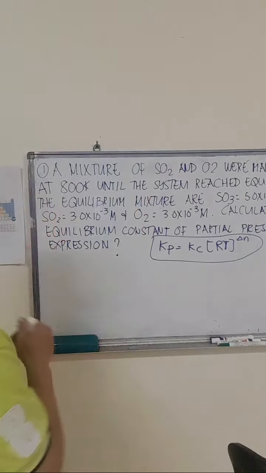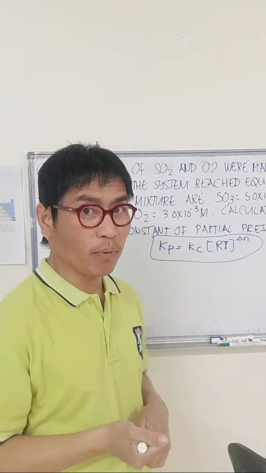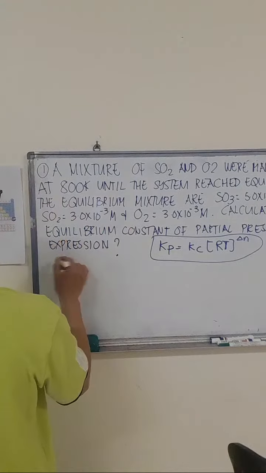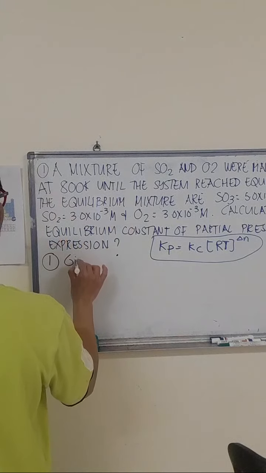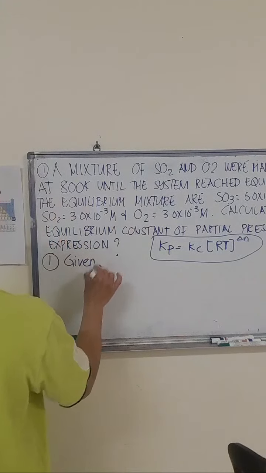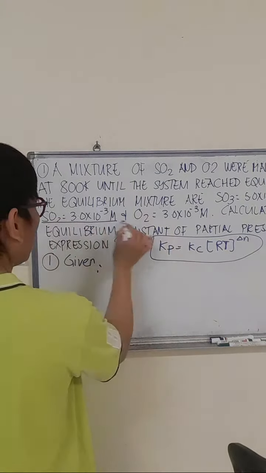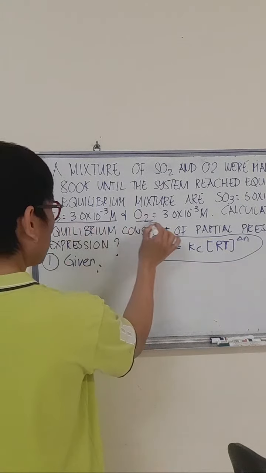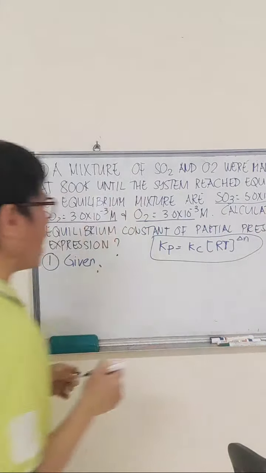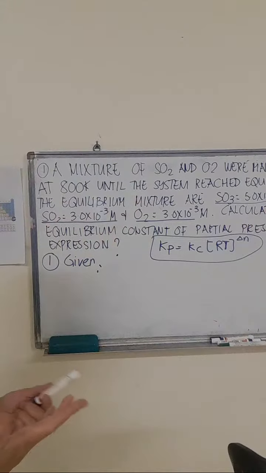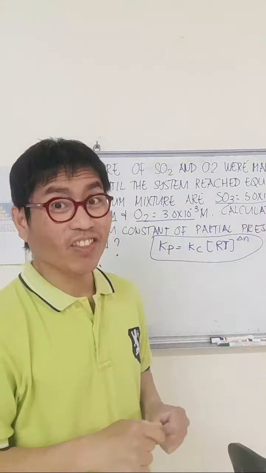Now we need to have the solution proper. We'll start solving this particular problem. Solution. But before that, step one: the data given. I have to underline the given: the sulfur dioxide, the oxygen gas, and the SO3 in terms of molarity. Now we need to solve Kc first because the data are expressed in concentrations.